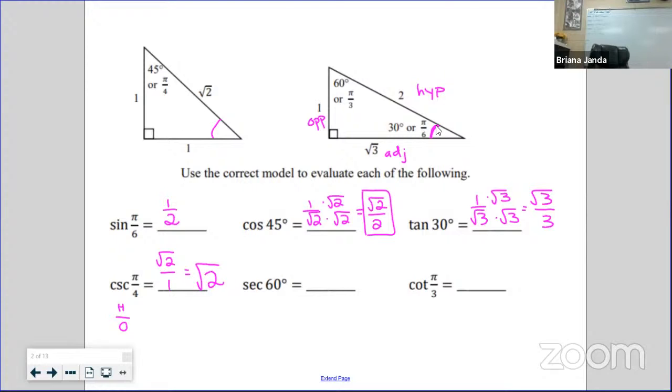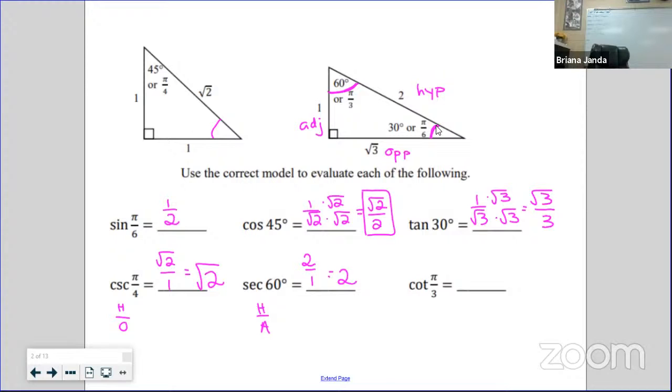Secant is your reciprocal of cosine, which makes it hypotenuse over adjacent. 60 degrees becomes our reference angle. So now we're looking here. That would make my opposite and adjacent switch. Here's my opposite. Here's my adjacent. So my hypotenuse is 2. My adjacent is 1 from the 60 degrees, which would simplify down to 2.